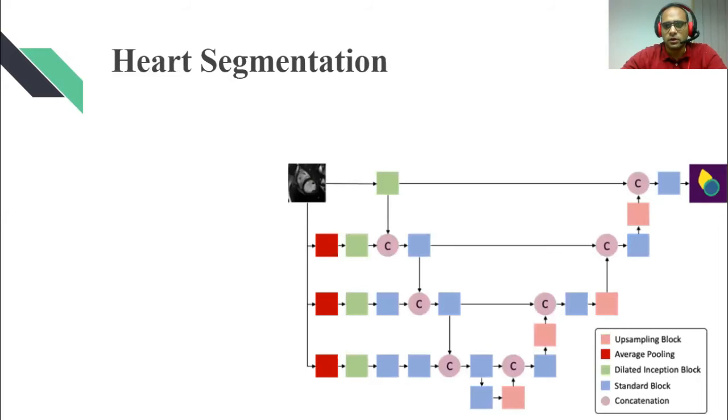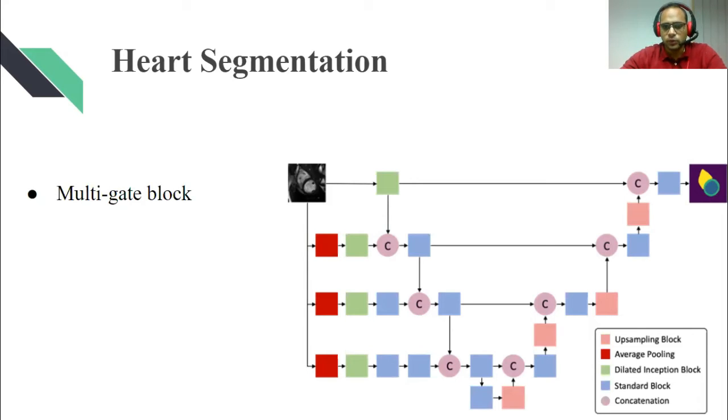Then comes the heart segmentation. Here we propose an enhancement to the UNET architecture to make it more robust to changes in size and also to make it more context aware of the images. Of course, now the input to the model would be the cropped version of the previous step.